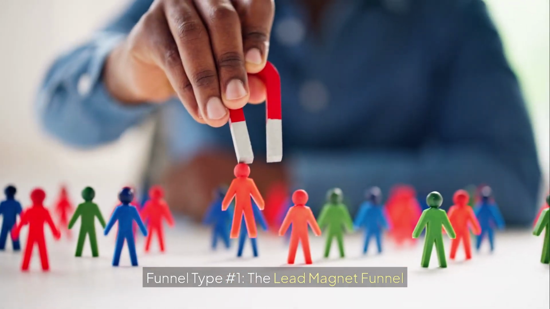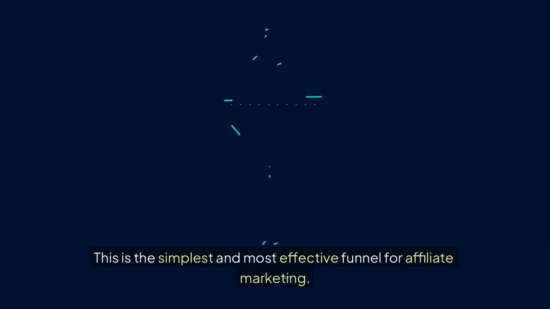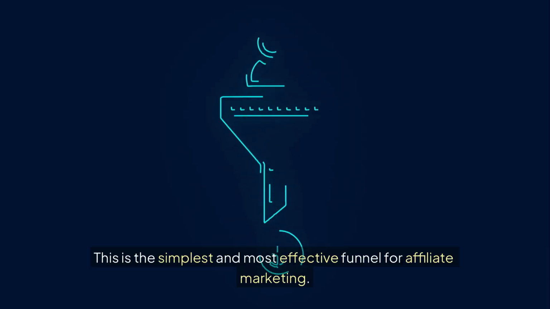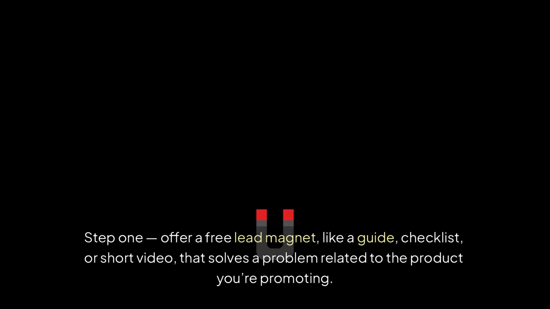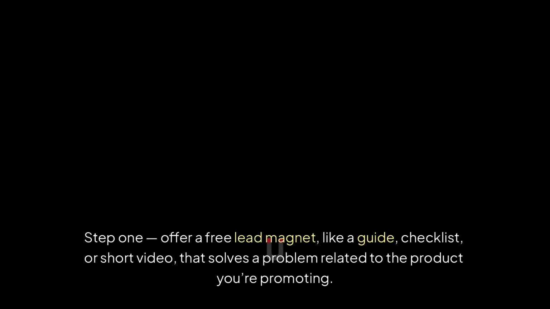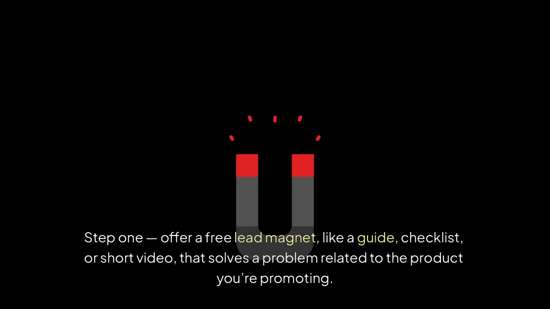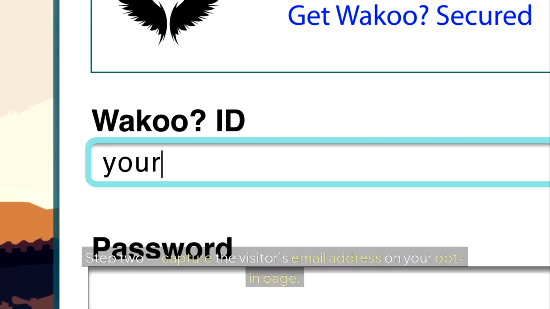Funnel type number 1. The lead magnet funnel. This is the simplest and most effective funnel for affiliate marketing. Step 1. Offer a free lead magnet, like a guide, checklist, or short video, that solves a problem related to the product you're promoting. Step 2. Capture the visitor's email address on your opt-in page.